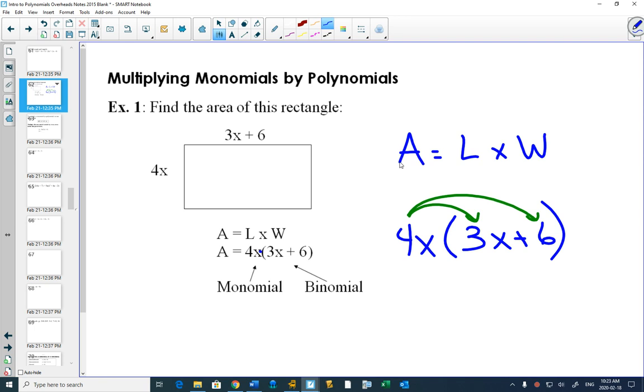How do we multiply? 4 times 3 is 12. X times x would be x squared. And then this one, 4 times a positive 6 would be plus 24. And we just have the variable x. So there would be the answer for the area of the rectangle in algebra.